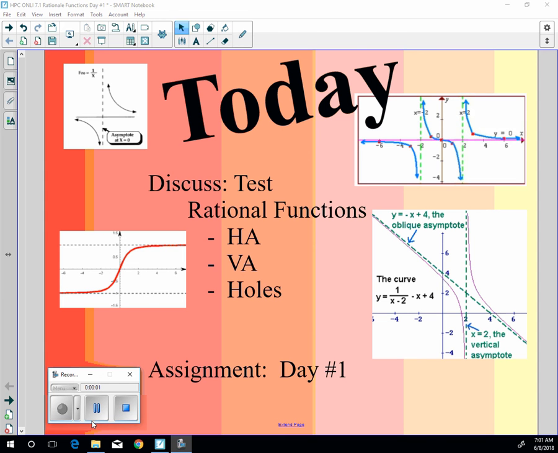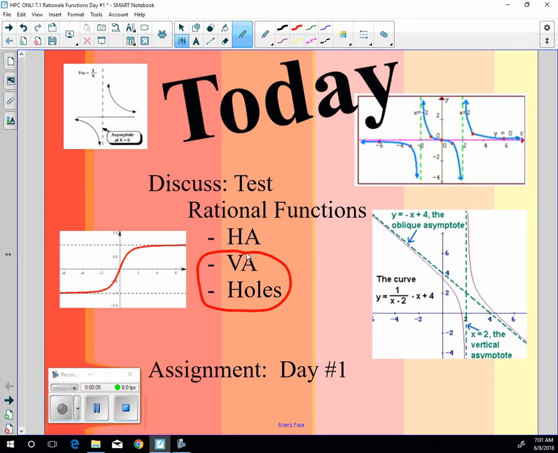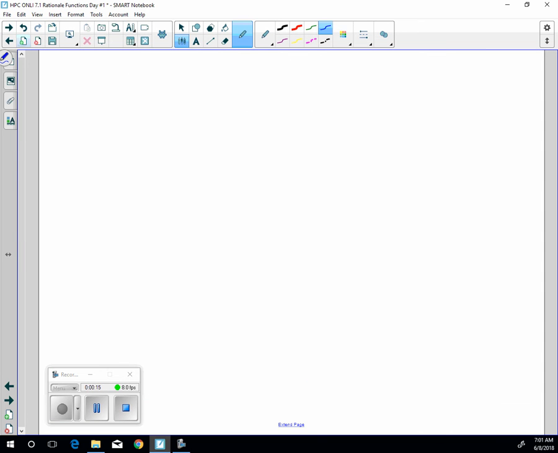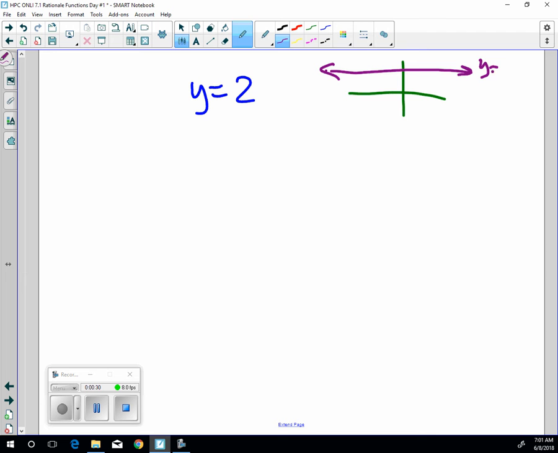This is a two-part video. In the first part, we're going to look at vertical asymptotes and holes, and in the second part, we'll look at horizontal asymptotes. So what we've done so far is we've looked at functions like y equal to 2. That's a constant function. The graph would look something like this. Y equal to 2 would be a flat horizontal line.